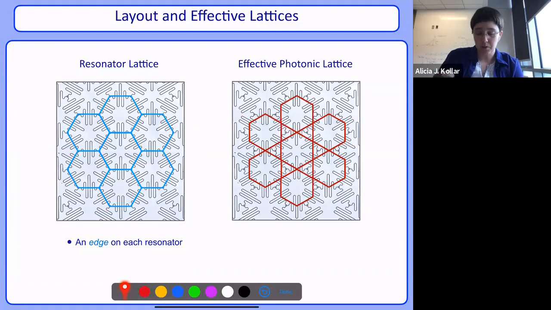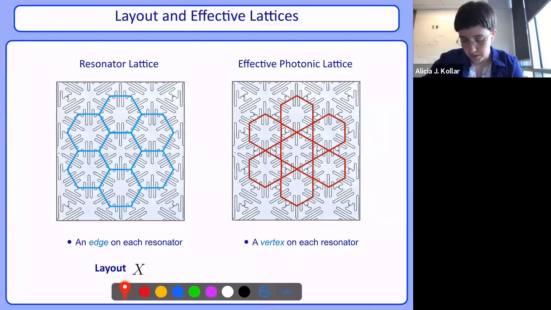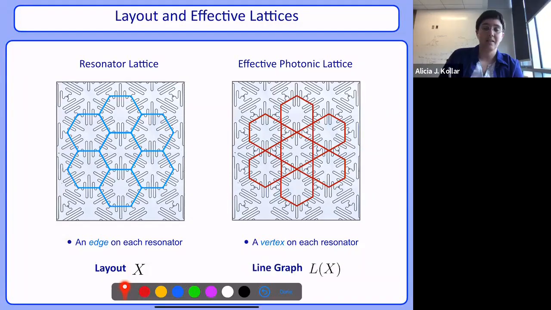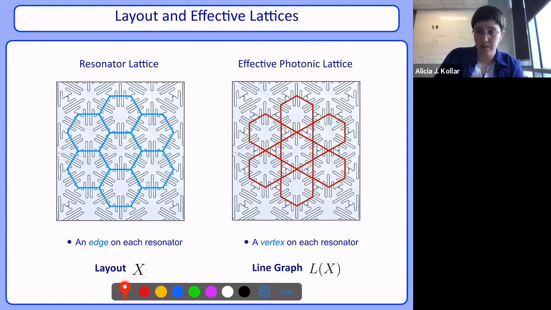If I want to think about how photons move in this material, I need this lattice instead. I need a vertex on every resonator, and the vertices are connected if the resonators share an endpoint. And so that means that when I look at this, there's a graph that I will call the layout graph, which describes the hardware connectivity, but the physics is determined by the line graph of that layout.